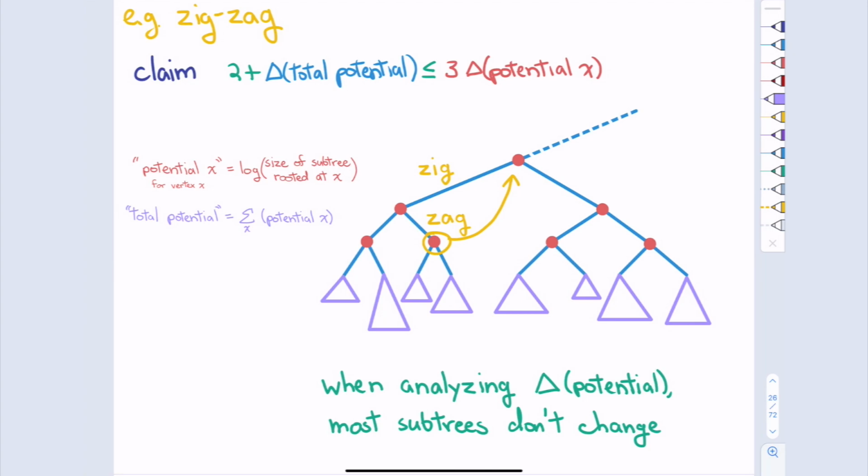So again, total potential is the sum of all the logs of sizes. And for x, that's just the log of the size of its own subtree. And this is probably going to go up, right? Because you're going to make x the root and everything else is going to become a subtree, so the size will get a little bit bigger. So that will be positive. But the important thing is to be able to charge the total change in potential to the change in potential of just x, because we know all those changes for x can only add up to log n at the end.